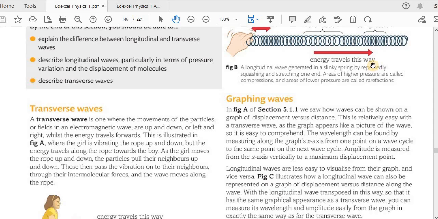In the case of electromagnetic waves, we have magnetic fields and electric fields which are vibrating perpendicular to each other and also perpendicular to the direction of the wave. The direction of the wave is the direction in which the energy, wave energy, is passed.